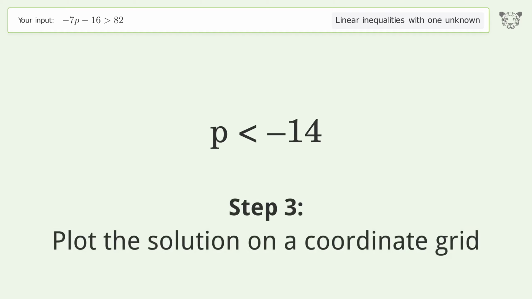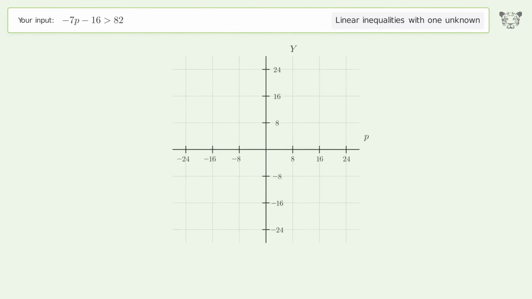Plot the solution on a coordinate grid. And so the final result is p smaller than -14.